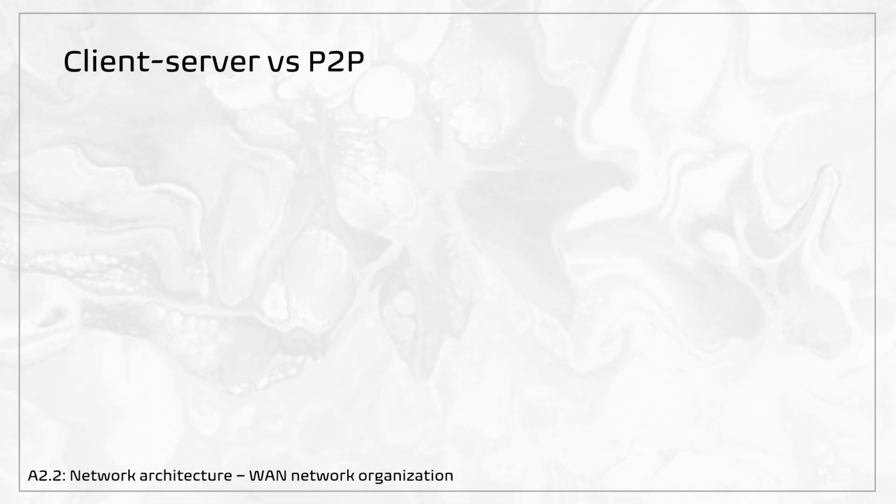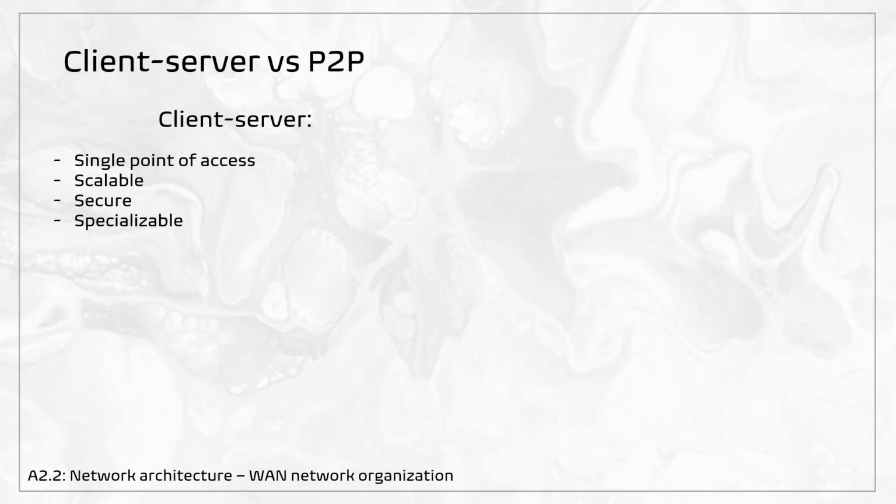Now that you have an understanding of both client-server and P2P, let's compare the two network organization methods. The client-server model is the most widely used on today's internet, and that's for a good reason. It provides a single point of access for services, making it easy to set up, scale up for businesses, or to implement advanced security methods.